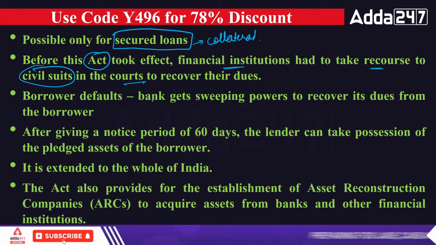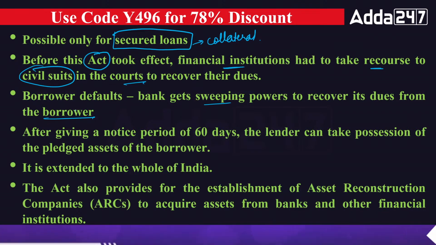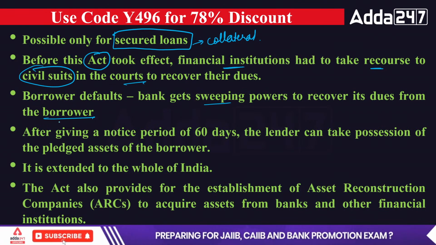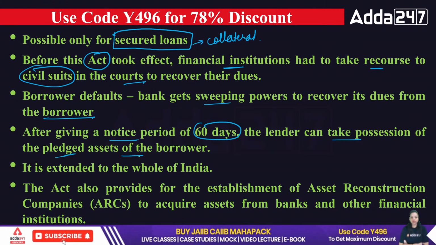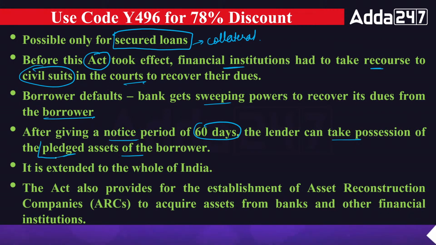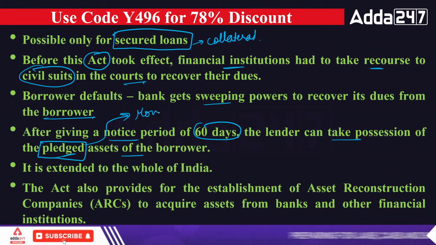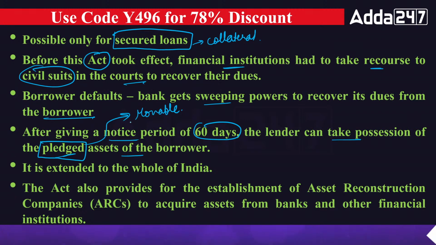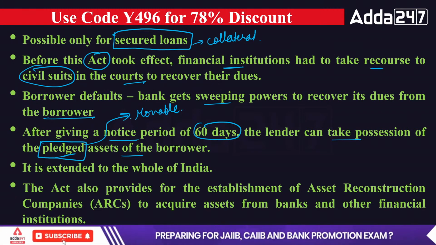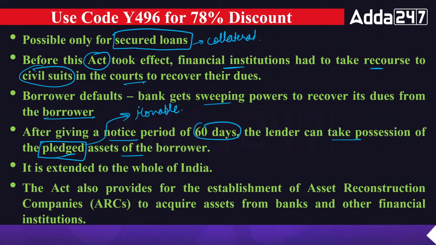Apart from that, if the borrower defaults, the bank gets sweeping power to recover its dues from the borrower. After giving a notice period of 60 days, the lender can take possession of the pledged asset of the borrower. Now, what is a pledge? Pledge is a type of security. It is a movable security, and the possession of the pledge remains with the bank if the customer has not repaid the loan. The possession goes to the bank, that means the lender.